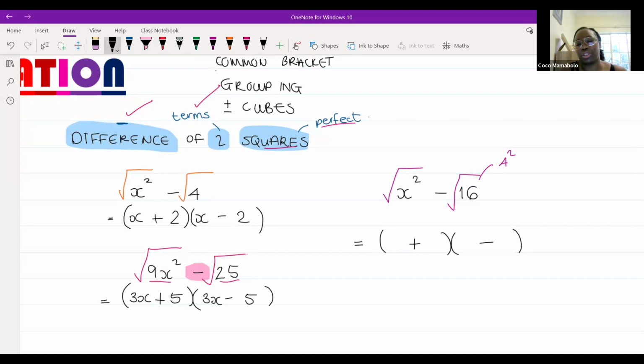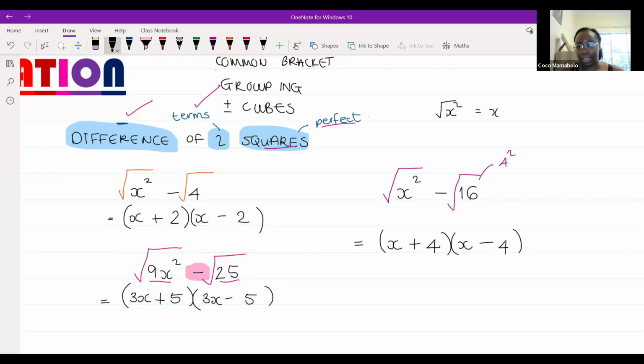It's just going to be x, right? So each of these x's will sit here and here. And then on the other side of my brackets, I'm going to take the square root of 16. What is the square root of 16, Morani? 4. Good. So I'm just going to put 4 and 4 over there.